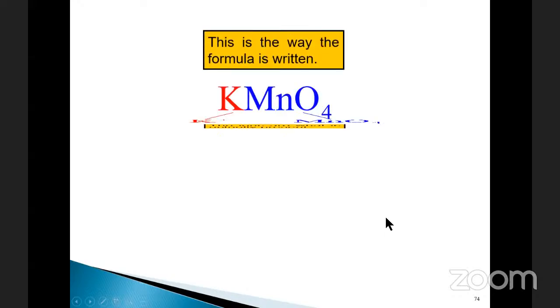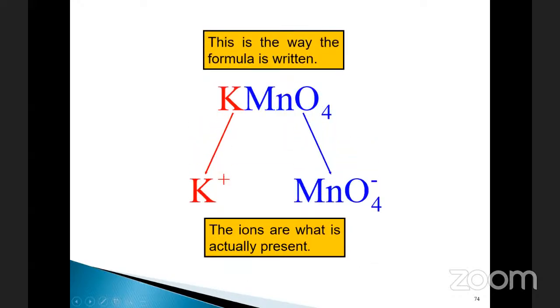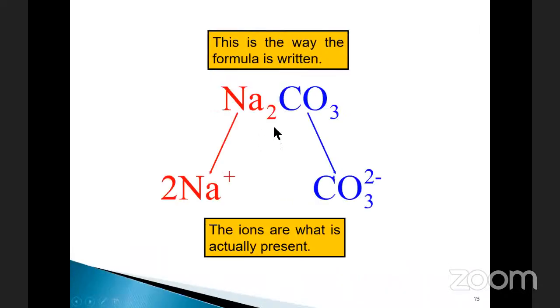Okay, so this is another example. Now, in this case, we have the potassium ion combining with this ion. This ion is called the permanganate ion, right? So this is what they look like together, but of course, they're made up of these different ions, right? So these are the ions that are actually present in the compound, but this is the way that we write the formula representing that compound, all right? Here's another example. In fact, we saw this example earlier, sodium carbonate.